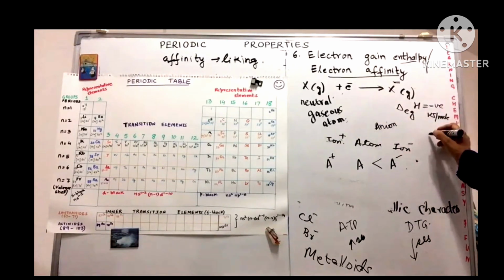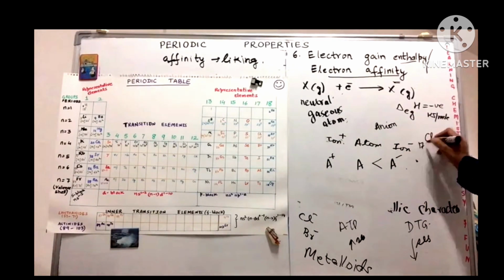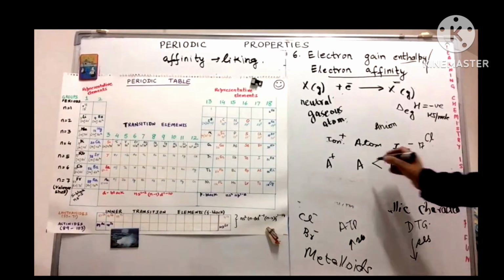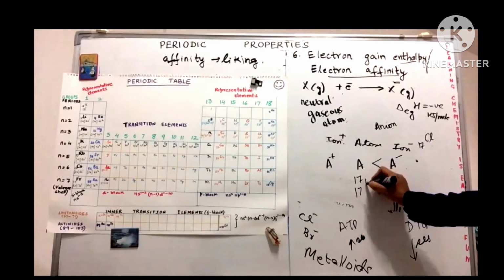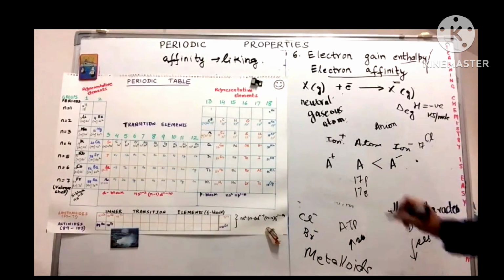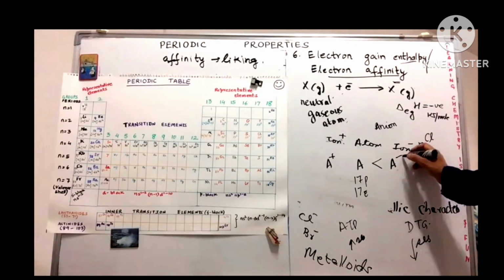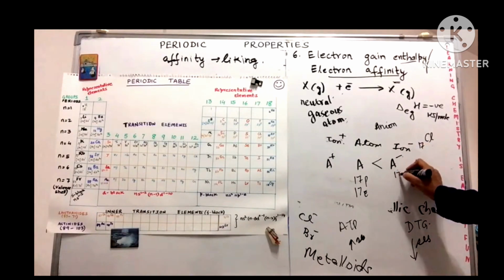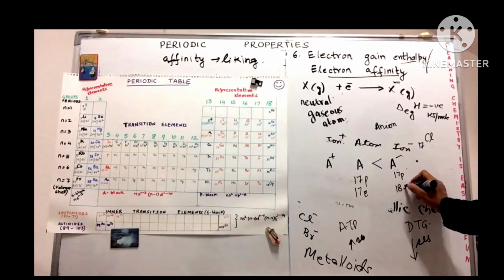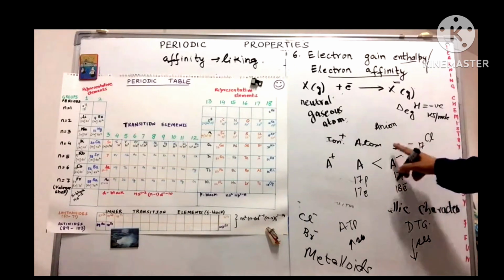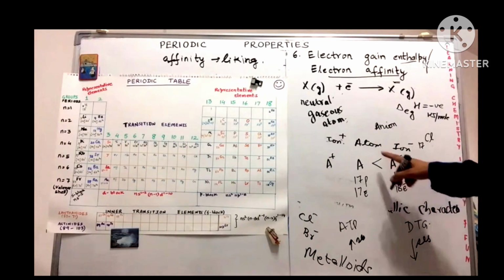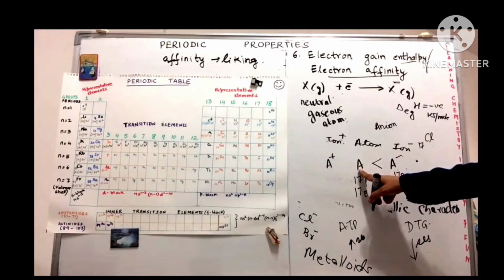So if, let's suppose, I take the case of chlorine, atomic number 17. When I am talking about an atom of chlorine, 17 protons are pulling 17 electrons. But when I am talking about A negative, 17 protons are pulling 18 electrons, right? So with the result, the size of the atom will be more. So the size of the anion will be more than the size of the atom.